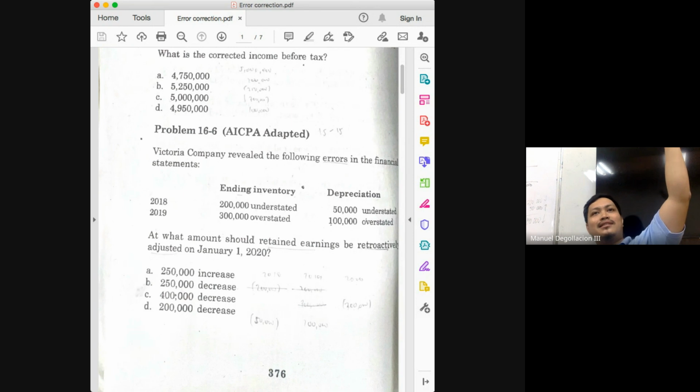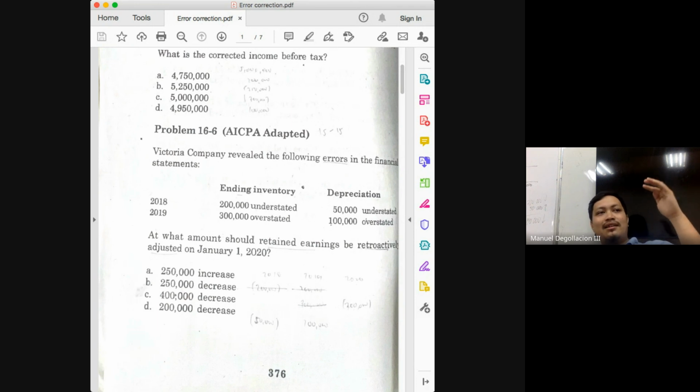Beginning inventory plus net purchases will give you your TIGAS. TIGAS minus ending inventory will give you your cost of goods sold. Okay? In 2018, ending inventory was understated. So what does that mean? In 2019, beginning inventory would also be understated. If your beginning inventory is understated, class, what will happen to your TIGAS? TIGAS would also be understated.